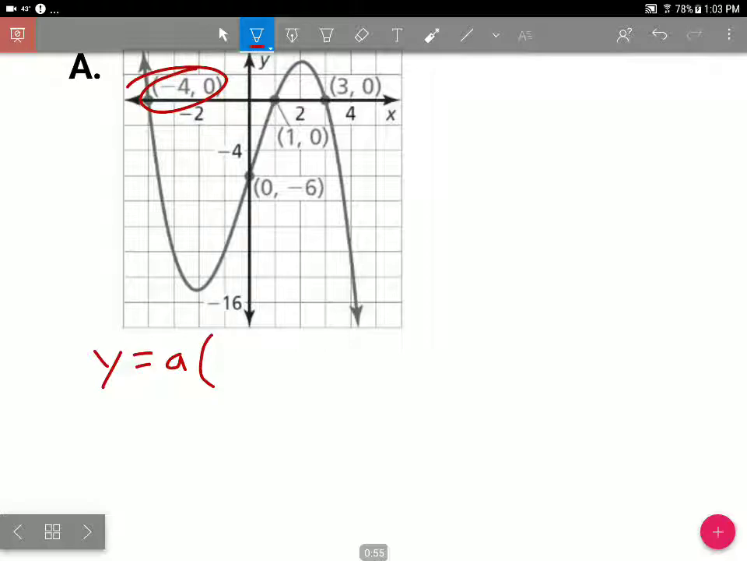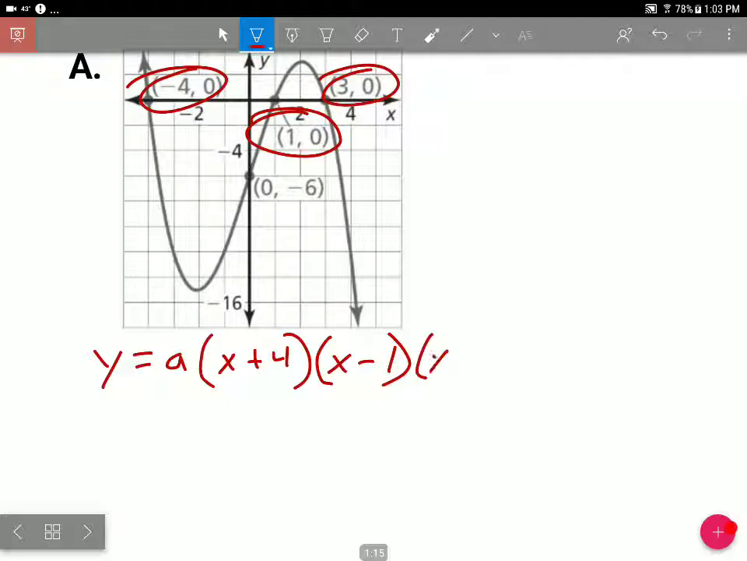If you have an intercept at -4, it's going to be x plus 4 or minus 4? Plus 4, there we go. If we have an intercept at 1, that would be x plus or minus 1? Minus, there you go. If I have an intercept at 3, that would be x minus 3. Everybody cool with that? Sweet.